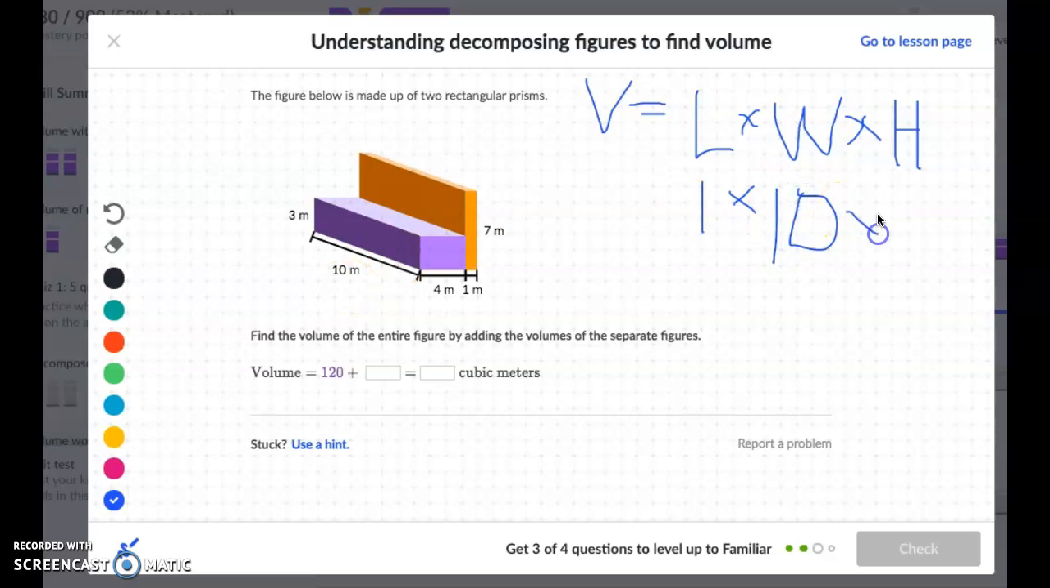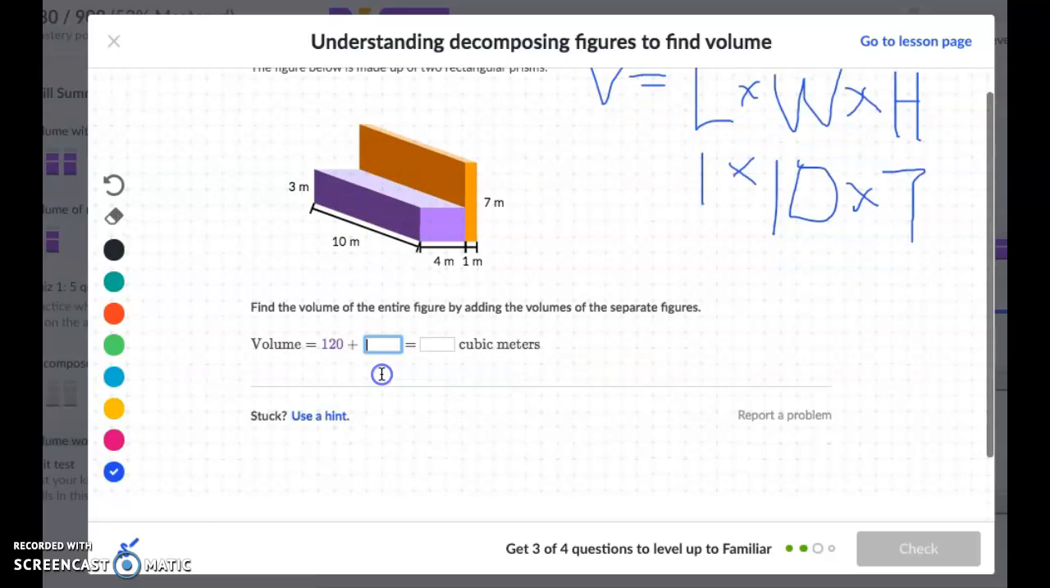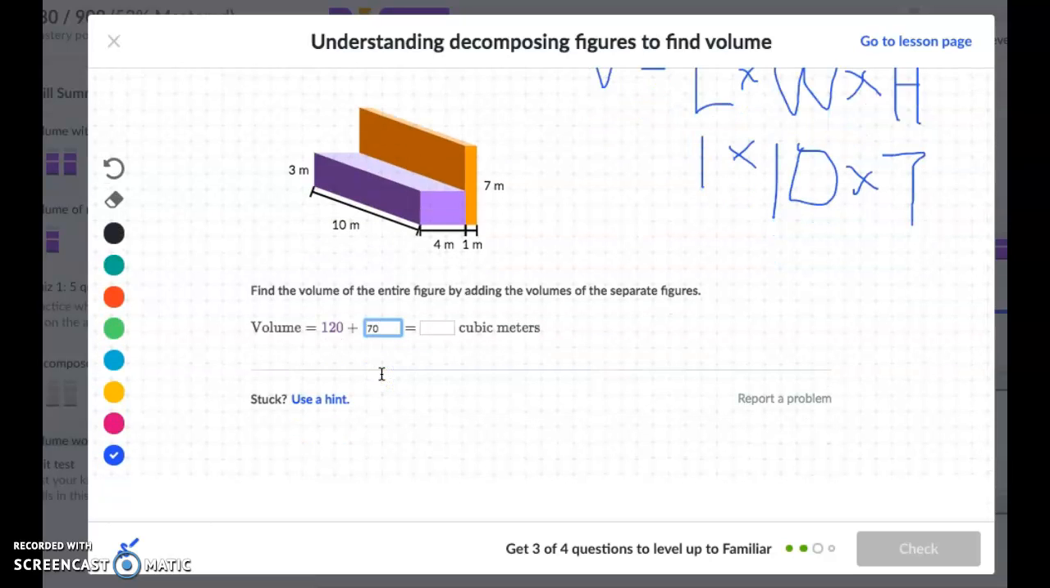And then my height is labeled right next to it. How tall it is, 7. So 1 times 10 is 10, times 7 would be 70. And then to find the volume of the whole entire figure, I would have to do 120 plus 70, which is going to be 190.